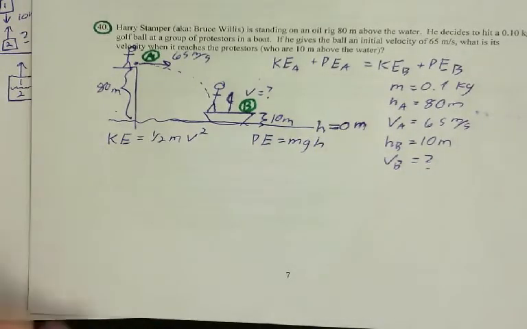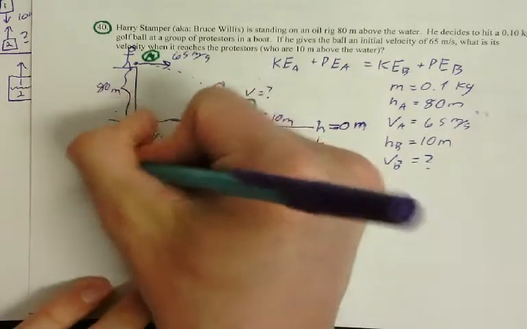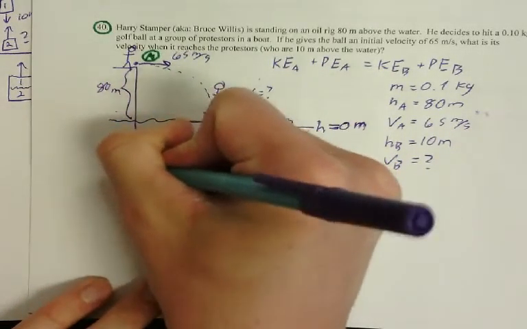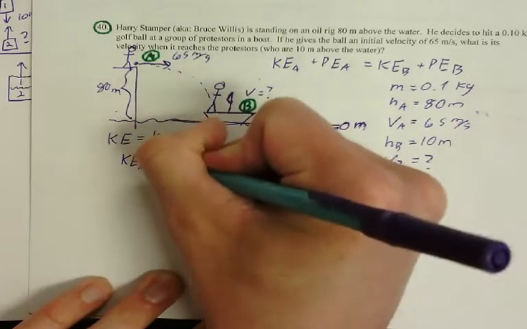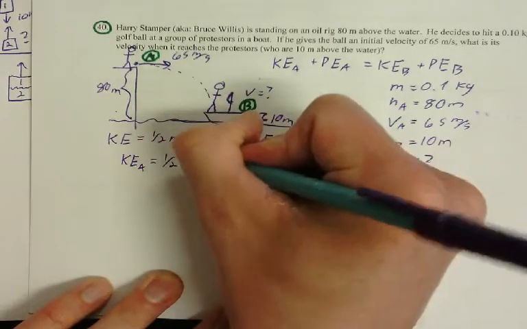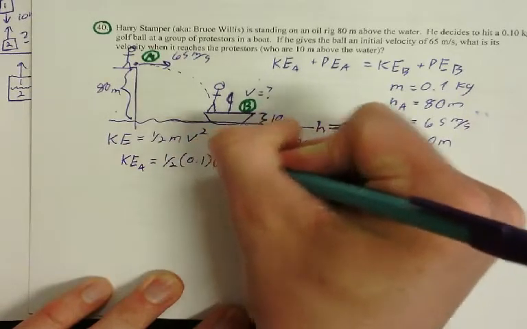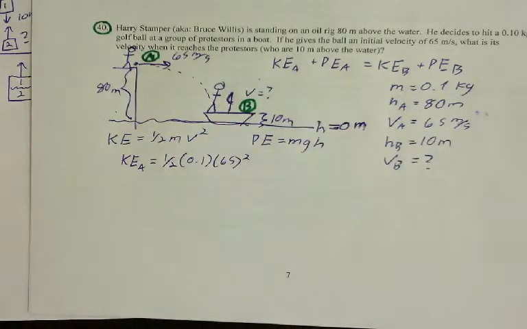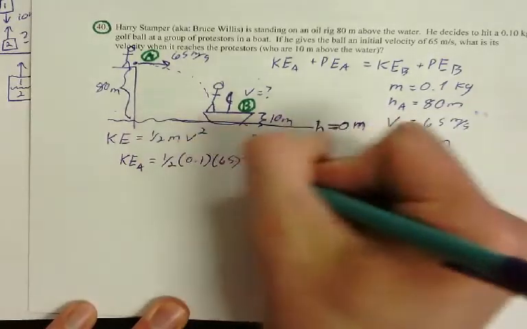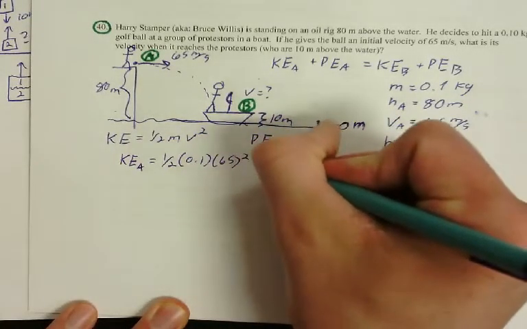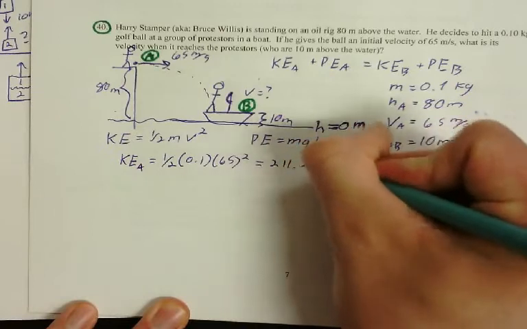So once we get to this point, we need to find the kinetic at A and the potential at A. So the kinetic at A is 1/2 times the mass times the velocity squared. I saw several people forget to square the velocity, so just be careful with that. And again, I'll say be careful a bunch because you need to be careful a bunch. So that number, kinetic energy, is 211.25.